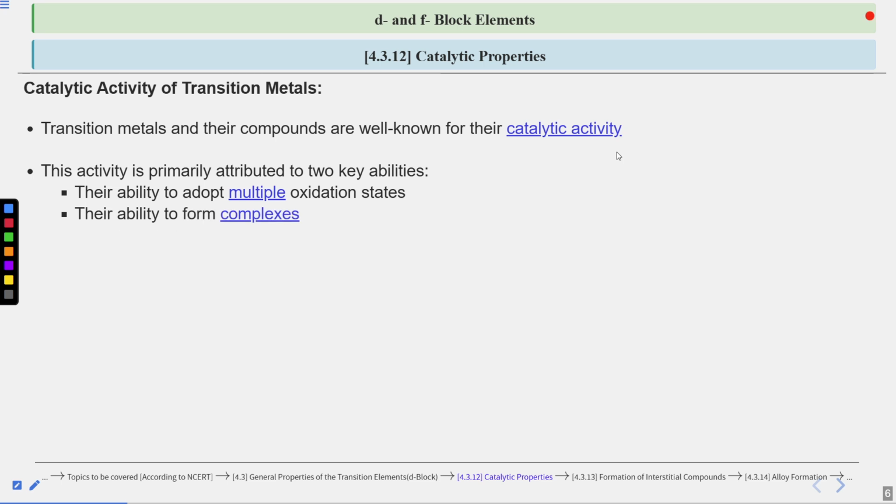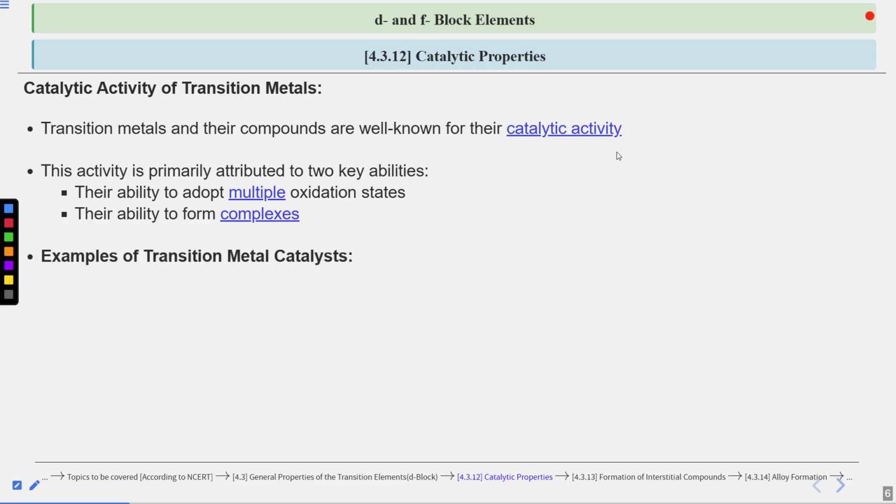The second ability that is attributed towards the catalytic activity shown by the transition metals is their ability to form complexes. Coordination complexes are those in which there is a metal, which is basically a transition metal, connecting with a different number of ligands, forming a complex. So this ability to form complexes is also attributed towards the catalytic activity of the transition metal.